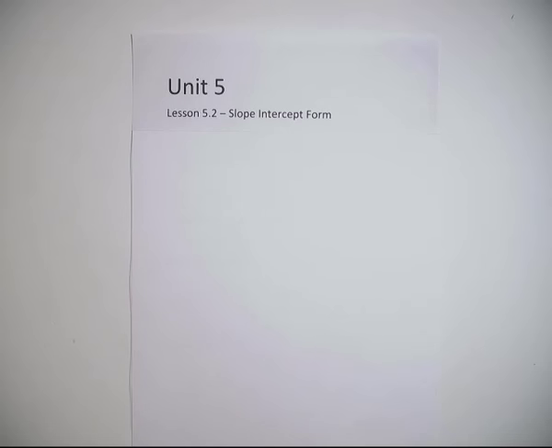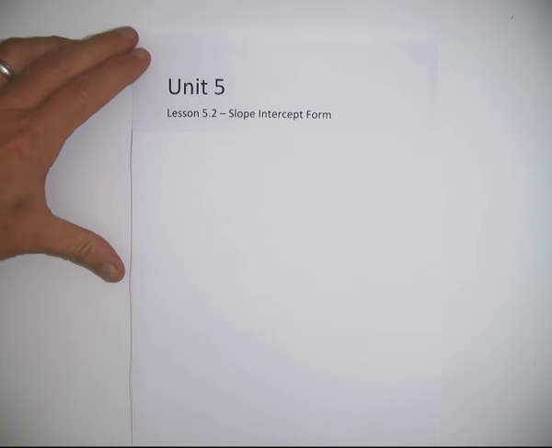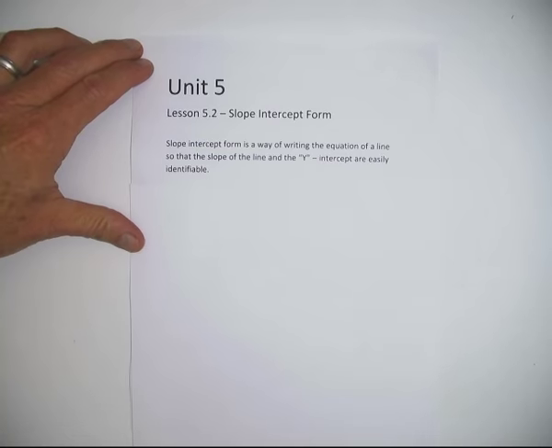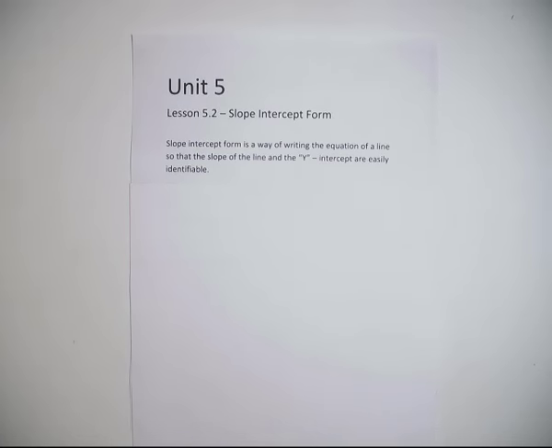In our previous lesson, we created t-charts and selected values for x to calculate our y values to graph the line our equations represented. Today we are going to be learning the slope-intercept form. So, the slope-intercept form is a way of writing the equation of a line so that the slope of the line and the y-intercept are easily identifiable.